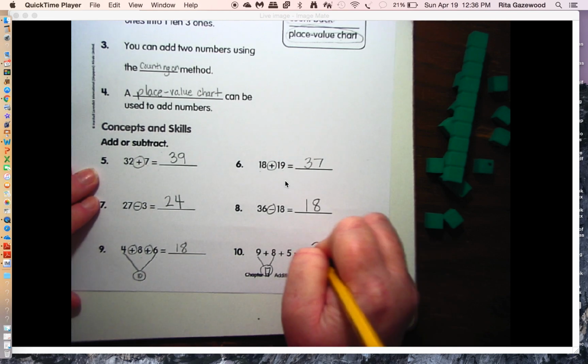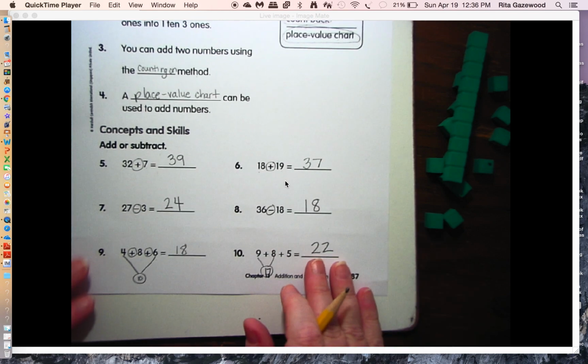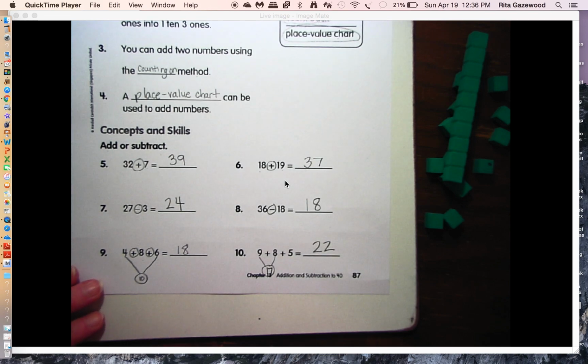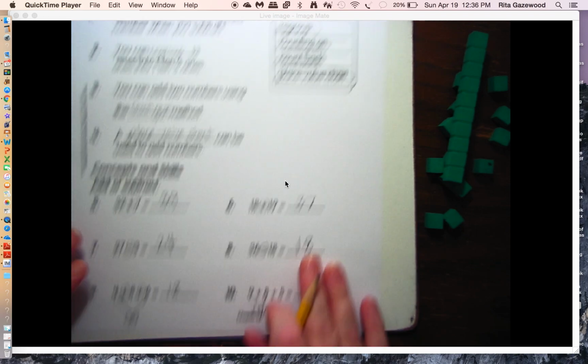So we solved both of those. So adding 3 numbers, you can make 10 if that works for you, or you can add 2 numbers together and then just add the third. It's whatever strategy or method works best for you. Use what works. Use the tools that you have.